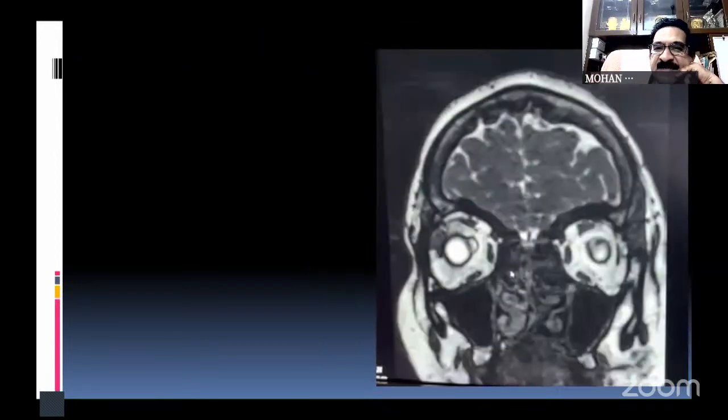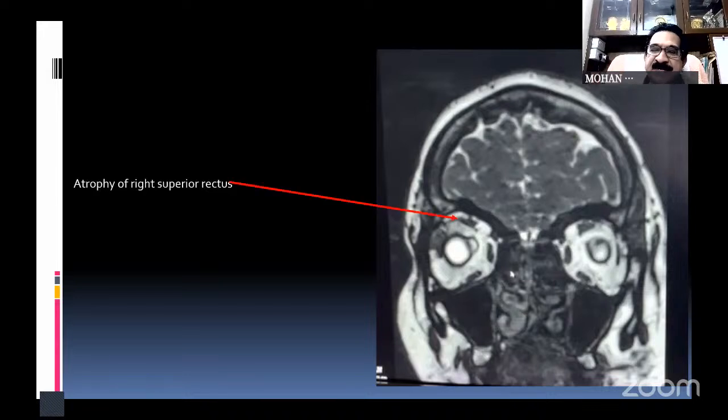Sagittal also, I think, skip that. But what the radiologist picked up was that there's some atrophy of the superior rectus muscle on the right side. So that's what they compared to the left. Mild atrophy, not very gross. The axial cut also, there is one film showing atrophy of the superior rectus. So now what next?